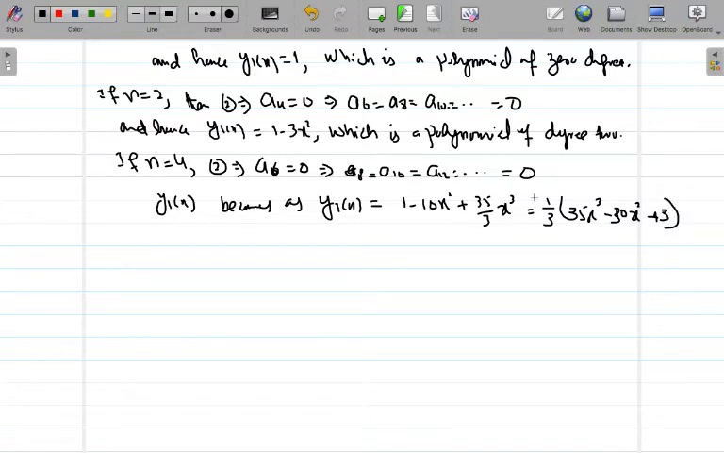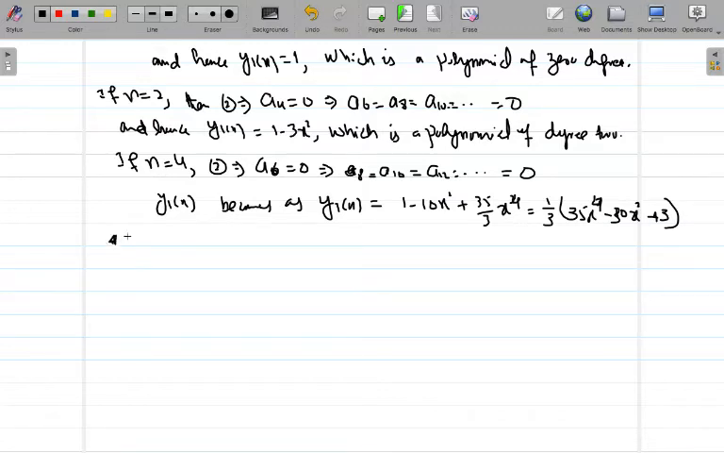So this is the Legendre polynomial of order 4. Order 4. So this is 4, not 3. So this is the case. y1 is equal to this, which is a polynomial of degree 4.